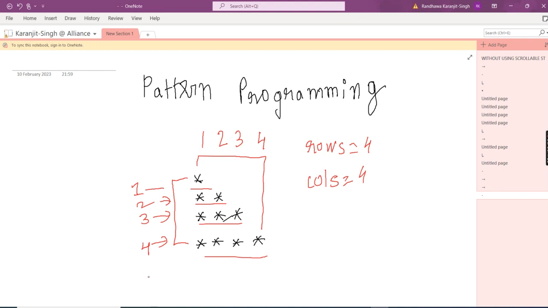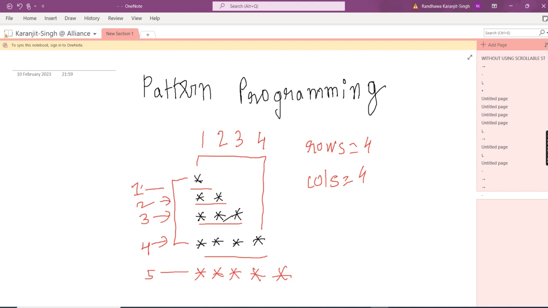Similarly, if here it was fifth row, then here it would have been like 1 2 3 4 5 stars, right? Similarly, sixth row 6 stars, seventh row 7 stars. Okay, so one observation we have made, that the stars are depending upon the number of rows. So we can code it easily.